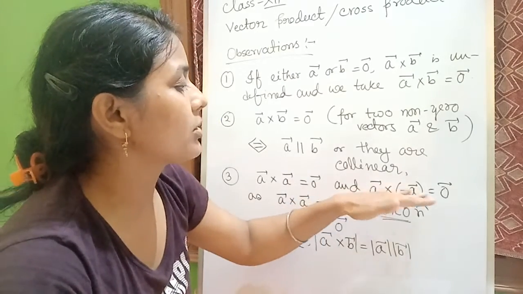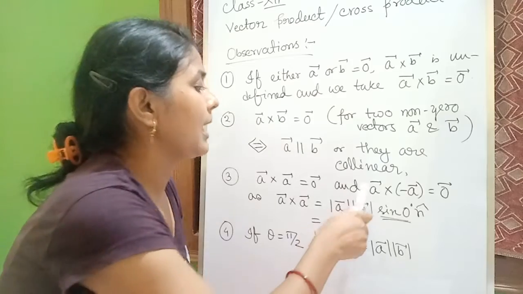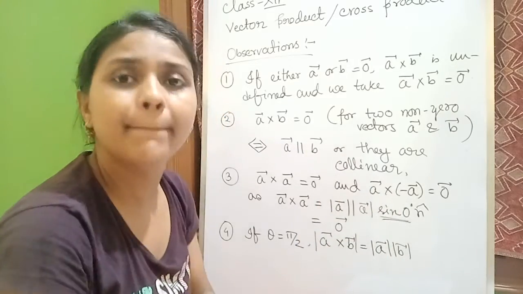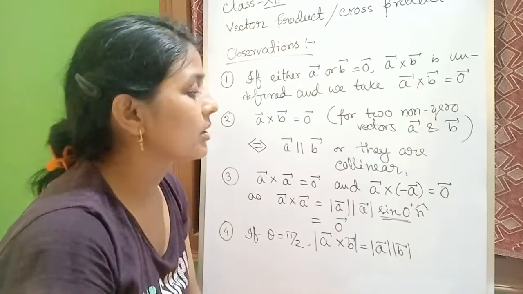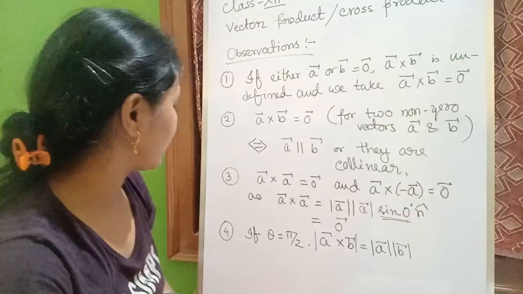And A vector cross minus A vector is also 0 vector, because for A vector and minus A vector, theta will be pi. Okay, so sin pi is again 0. That means that value also will be 0 vector.